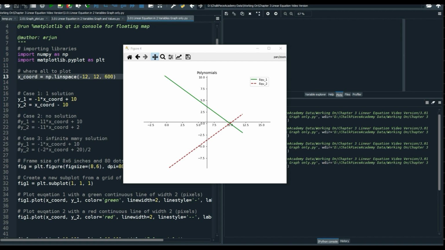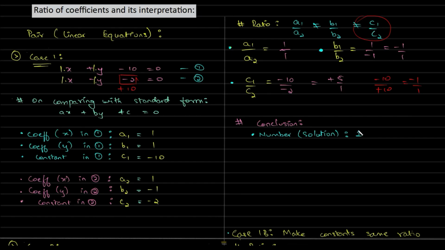So whatever you do with C1 and C2, the lines will cross each other, provided A1 by A2 is not equal to B1 by B2. And the number of solutions will always be 1, whatever you do with C1 and C2. It's like if he's there or not there, it doesn't matter, because if A1 by A2 is not equal to B1 by B2, by default the number of solutions is 1.